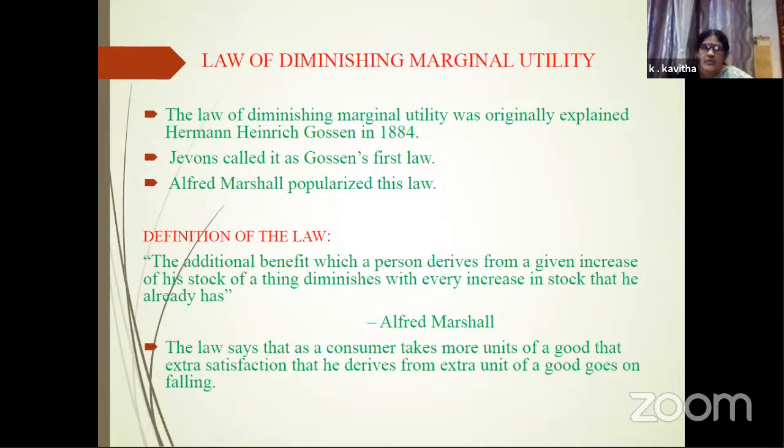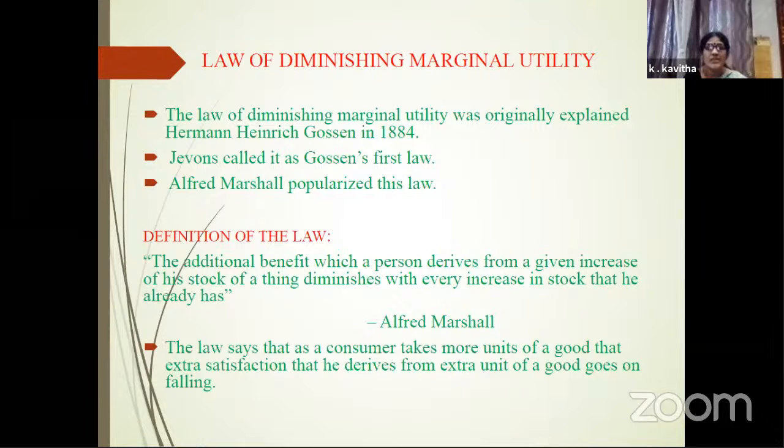Diminishing marginal utility was originally explained by H.H. Gossen, that is Hermann Heinrich Gossen, in 1884. Jevons, an economist, called this law Gossen's first law because Gossen explained it. Gossen's second law is the equimarginal utility. But the law of diminishing marginal utility was popularized by Alfred Marshall. That's why it is known as the law of diminishing marginal utility.